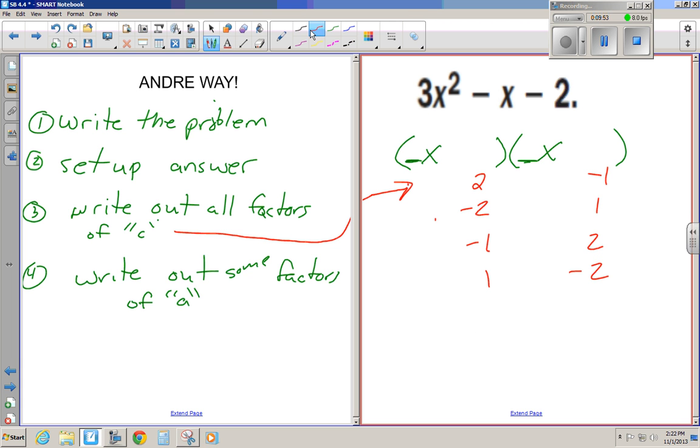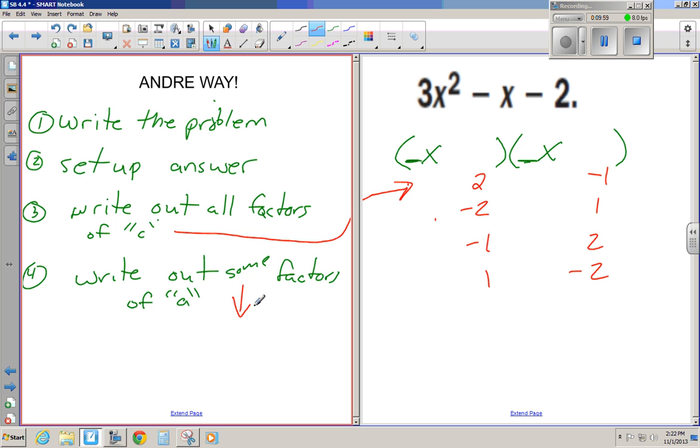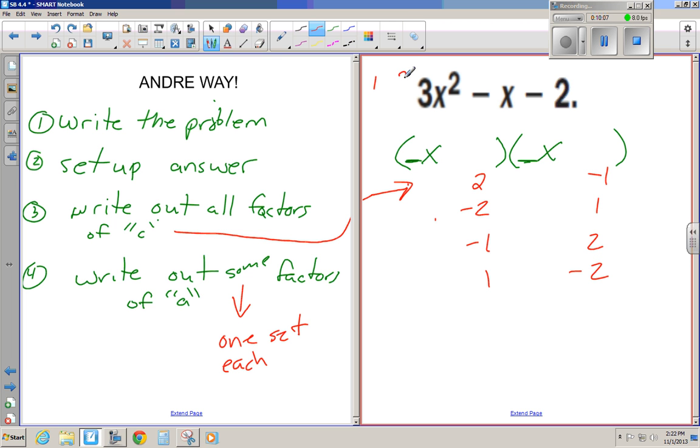And then write out factors for number 4. And this is some of them. When I say some, I mean one set each. So factors of 3 are 1 and 3. If I do all the possible factors here, I only have to show 1 and 3. I don't have to do 3 and 1. I don't have to do -1, -3, or -3, -1. You just have to do one of the choices.